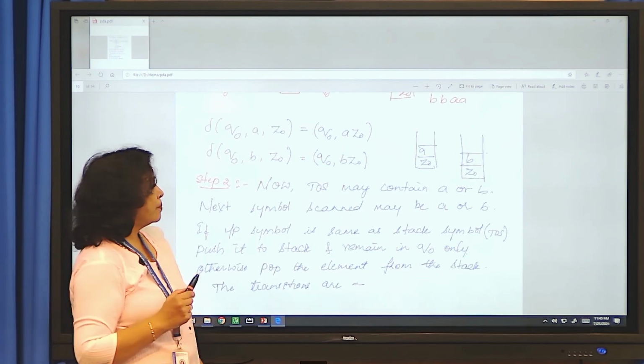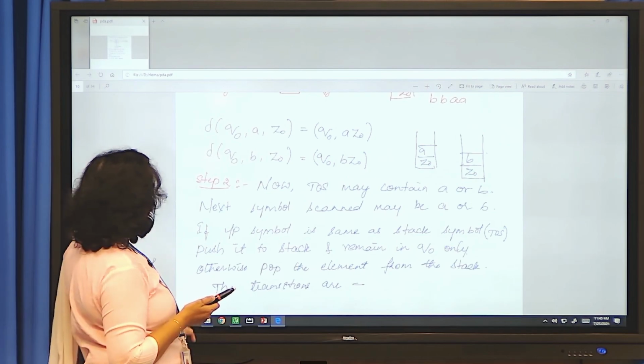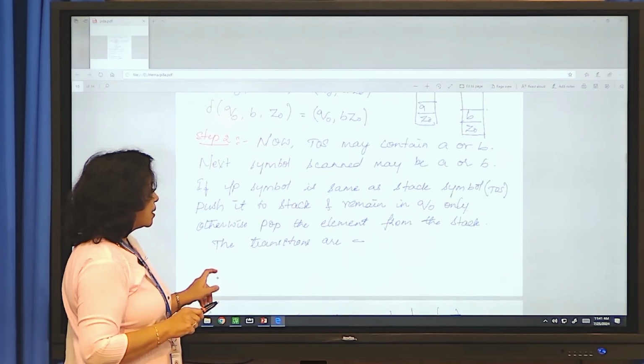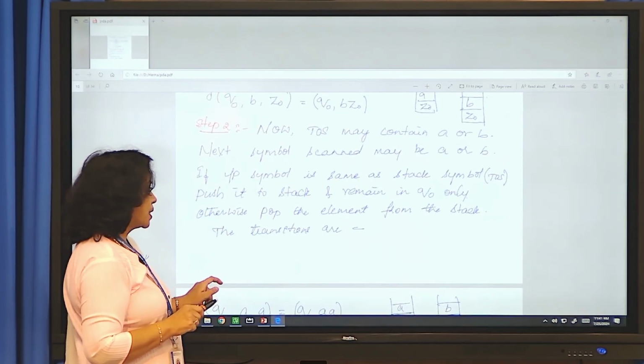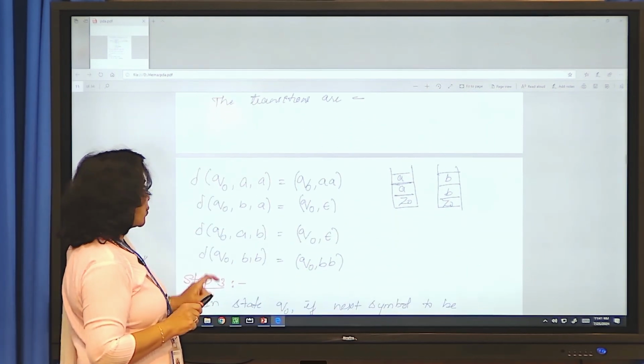So next symbol scanned, it may be A or B. If the input symbol is same as the stack symbol TOS, so if both are same, push it to the stack and remain in Q0 only. Otherwise, pop the element from the stack. So for that, we have to do the transitions.